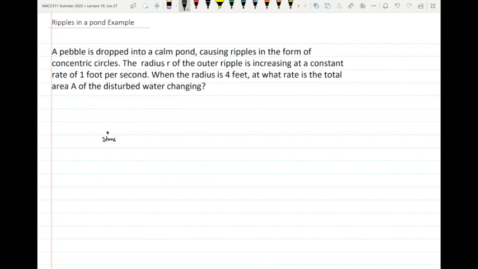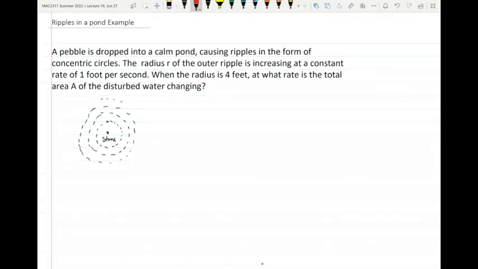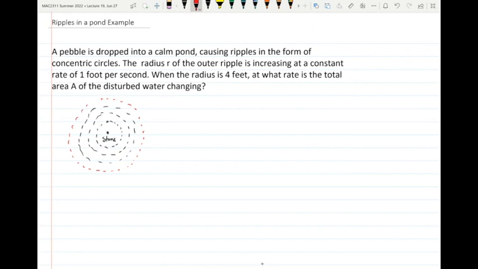Ripples start to be created, and we're being told that these are concentric circles. So I'm just going to draw circles around, right? As time passes, more and more circles are created, and by reading the problem, we should focus our attention on this one, the outermost one, right? Because this is the first one that was formed when we throw the stone, and then it's expanding as time goes by. Do you understand this?